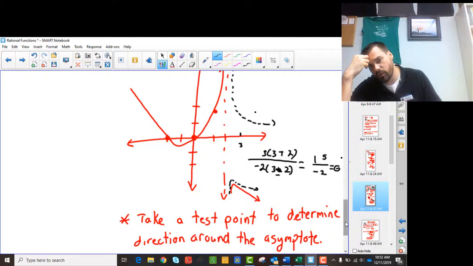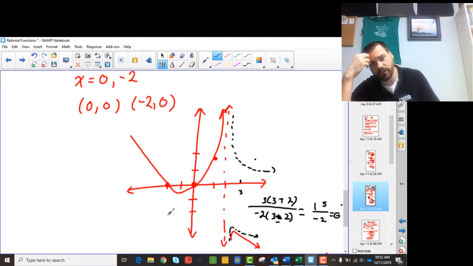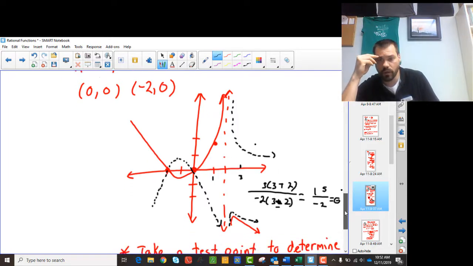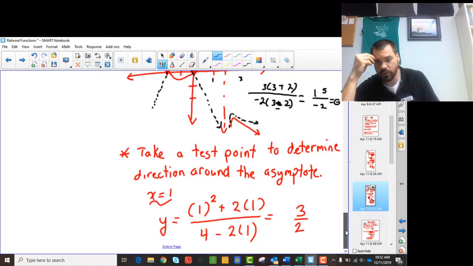And you might be wondering, well, what about the possibility on this side that, hey, this could have gone like this, right? It could have come up through here, back down, and down like this. How do I know that it's doing what I drew there? And again, it's a test point. So you notice I have a point here that I've drawn in there. All I did was test 1. So what happens when I put 1 in? Okay, so I put 1 in there and I got 3 over 2.